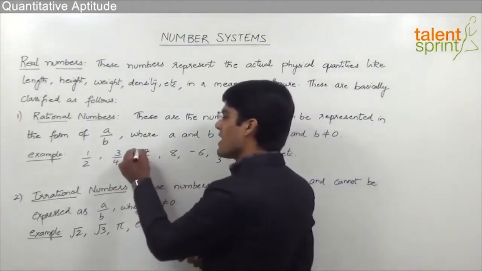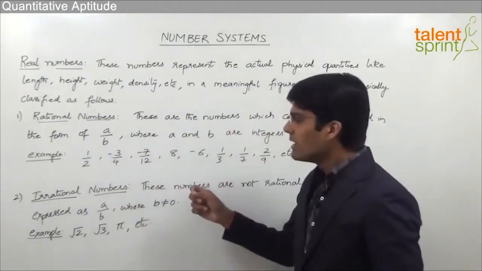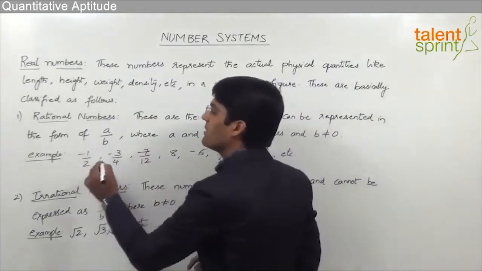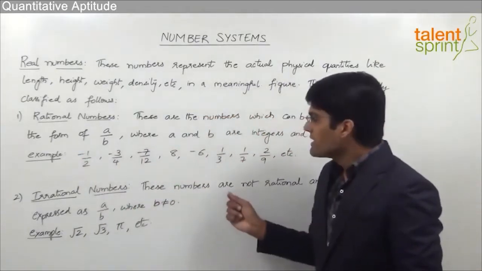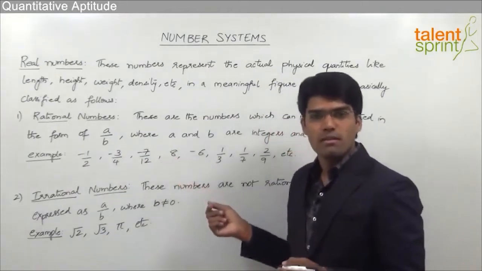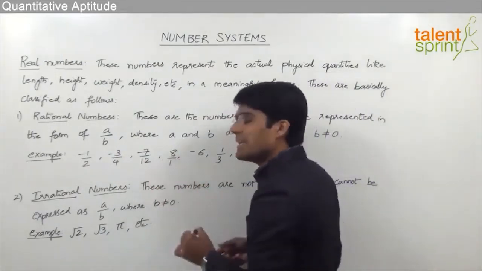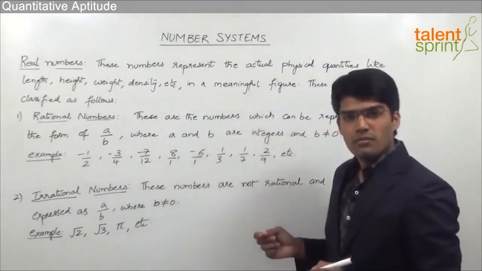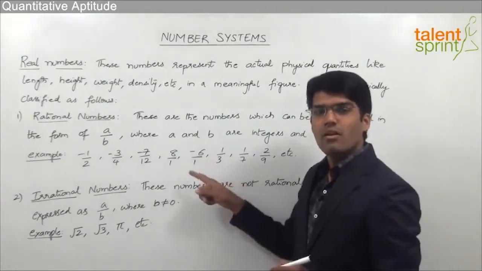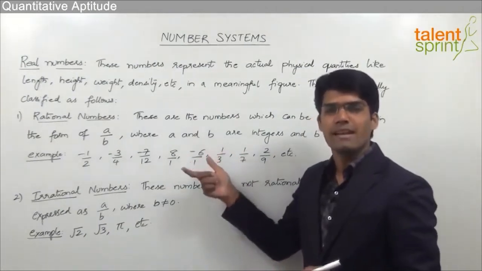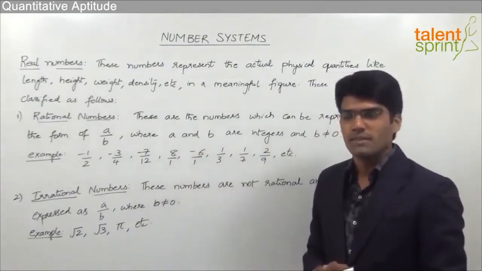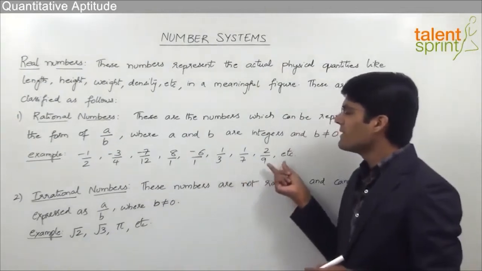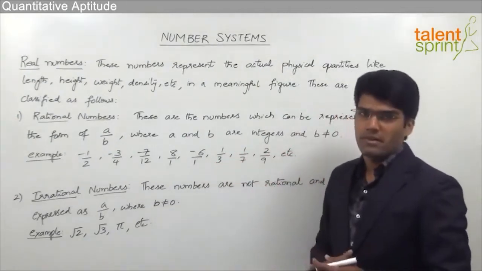And at the same time, we can also have negative fractions. That doesn't make a difference. So 1 by 2, 3 by 4, or minus 3 by 4, minus 7 by 12, or minus 1 by 2. All these are examples of rational numbers. Similarly, 8 again is also a rational number. Why? Because 8 can be taken as 8 by 1. Similarly, minus 6 can also be taken as minus 6 by 1. So from this we can understand that all the integers are also rational numbers. Why? Because all integers are like fractions where the denominator is 1. So we can say that even integers are rational numbers. And likewise we have 1 by 3, 1 by 7, 2 by 9, etc. These are all the examples of rational numbers.